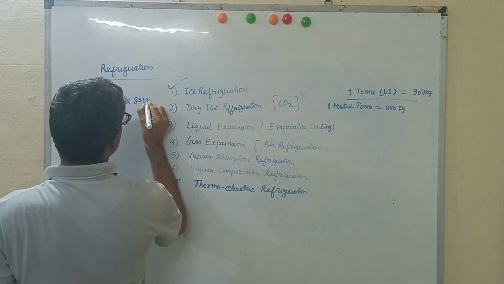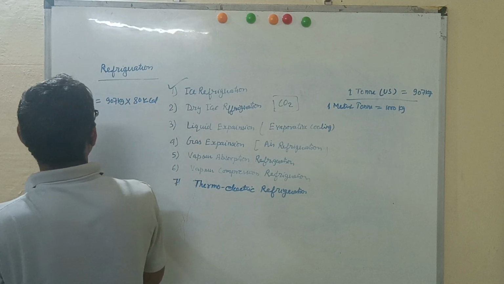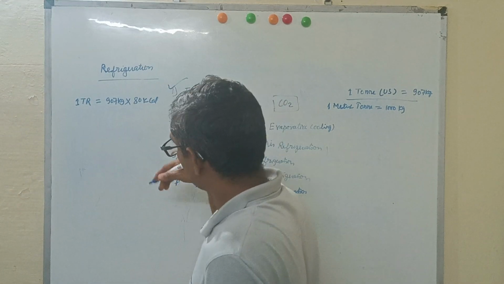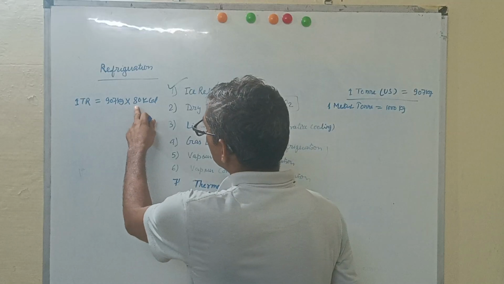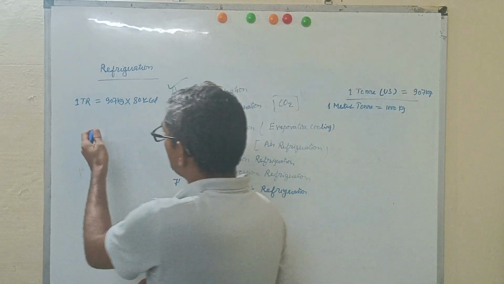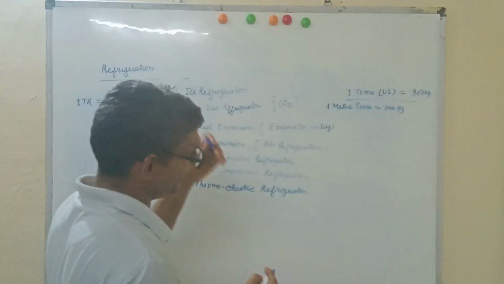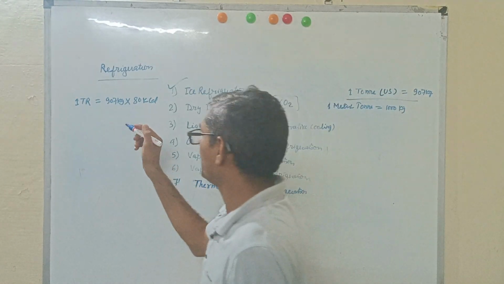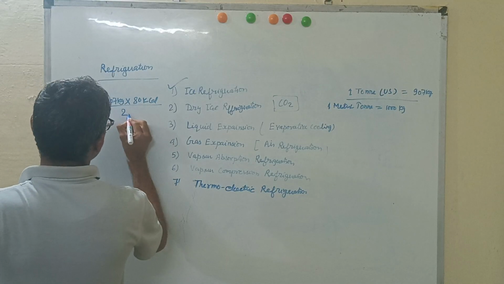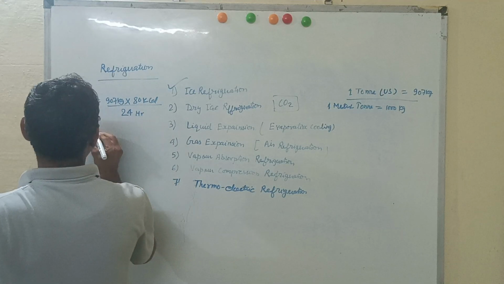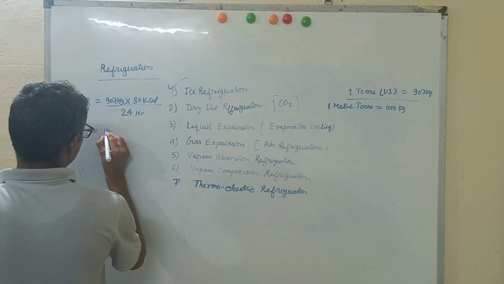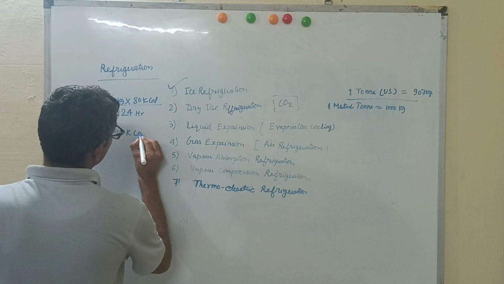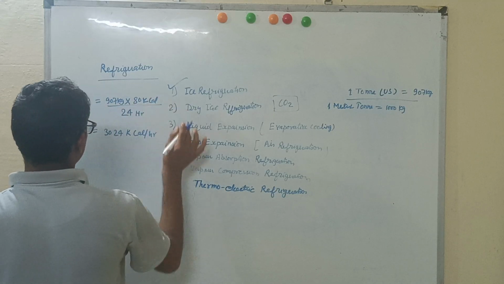So the melting heat of 907 kg is 907 into 80 kilocalorie. Because we want to take cooling over 24 hours, we divide it by the time, 24 hours. Then we get 3024 kilocalorie per hour after calculation.